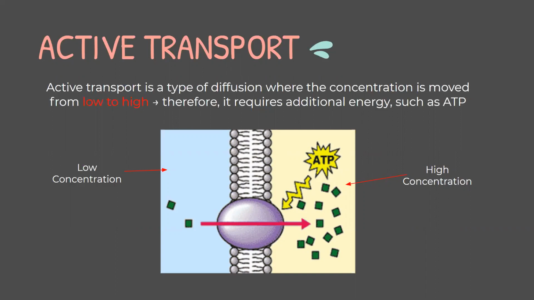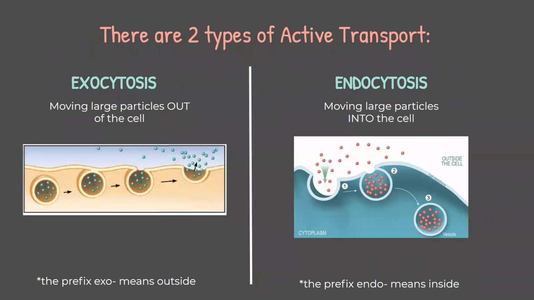So if you look at the picture, on the left side is low concentration, there's not a lot of particles, and on the right is high concentration where there's more particles. And because it's moving from low to high, it requires energy, in this case, ATP. And then there are two types of active transport, exocytosis and endocytosis.